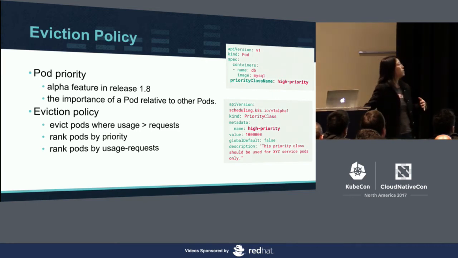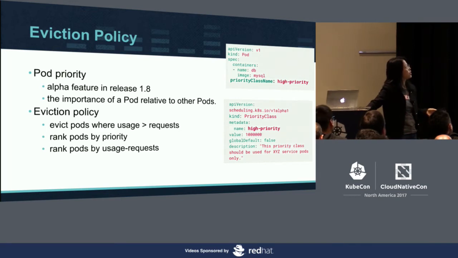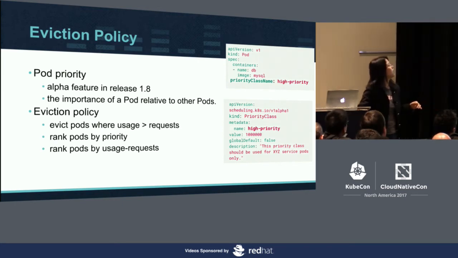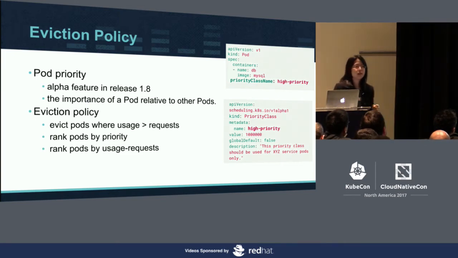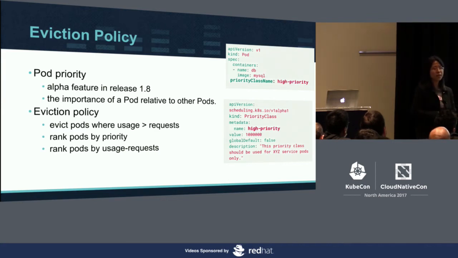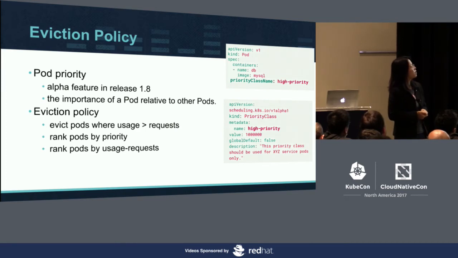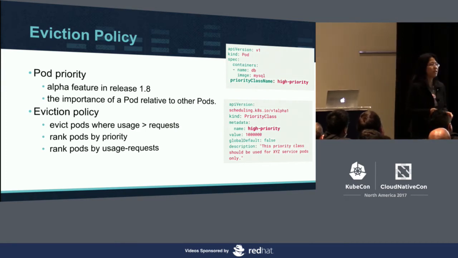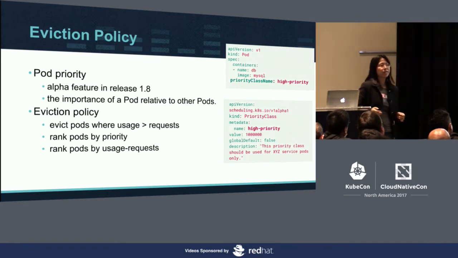So first, it will target a pod whose usage is more than the request, and it will rank those pods based on the priority. If there is a tie, then it will further rank pods based on the difference between their usage and the request. And here we show an example of how you specify the priority for a pod. You have a PriorityClass API object, and you can have different priorities. In this example, we have a high priority. And in the pod spec, you need to give your priority class name, to indicate how important your pod is.